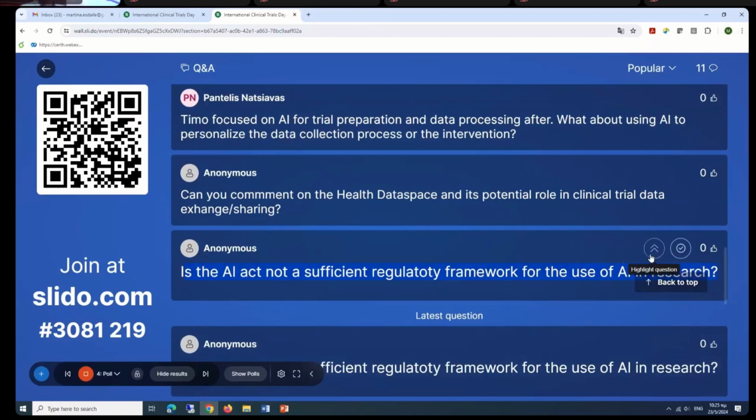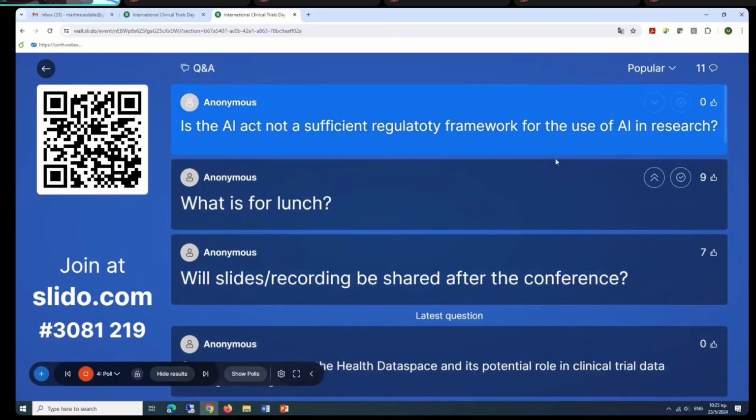So here we have to specify which kind of research we are talking about. If it's preclinical research, it's fine. If it goes to clinical research, clinical trials, I think we need further regulations which specify more.